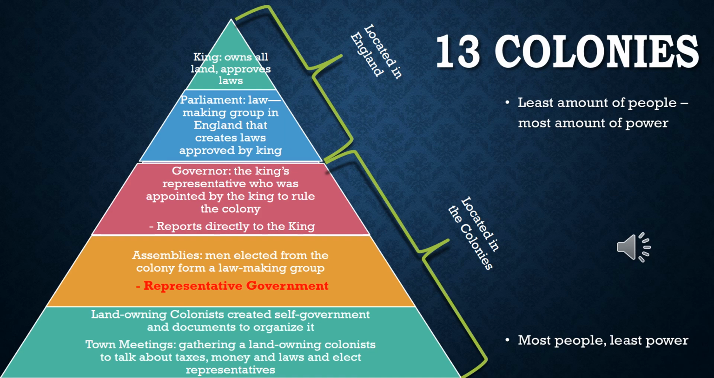Now the people that are allowed to vote, those are the land-owning white men. So the people that are not allowed to vote in this would be women, slaves, or indentured servants. Okay, so that's one thing you're going to have to remember. It's not everybody that has a say. It's essentially just land-owning white men.